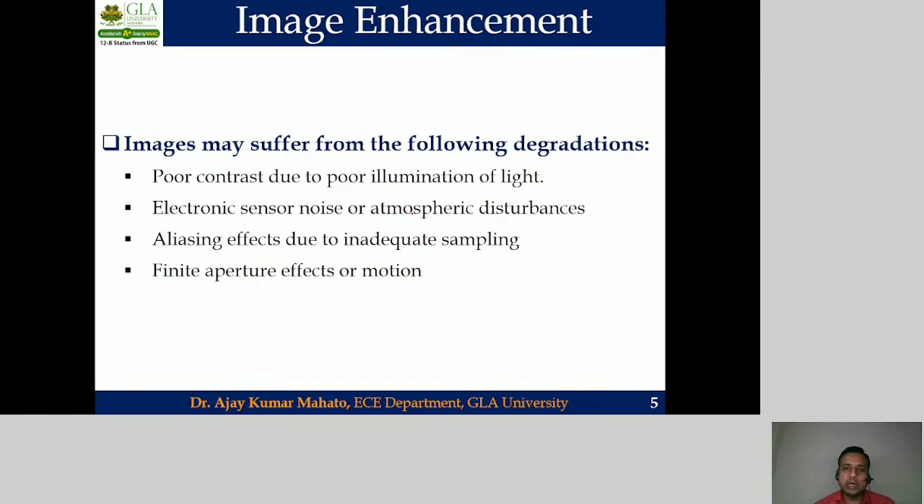In our day-to-day life, several factors such as poor illumination of the light, noise present in our electronic devices, atmospheric disturbance such as cloudy conditions, inadequate sampling frequency, and motion effect cause degradation in image quality during image acquisition as well as during image processing.